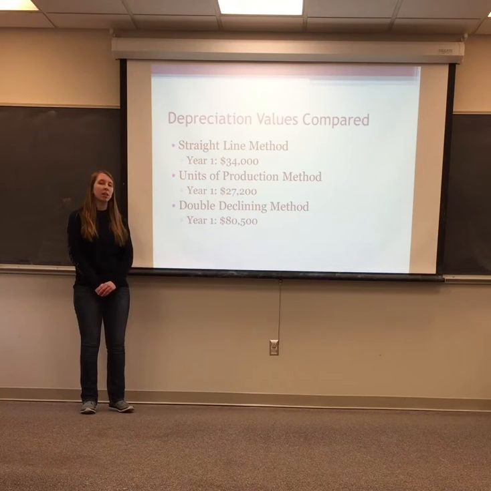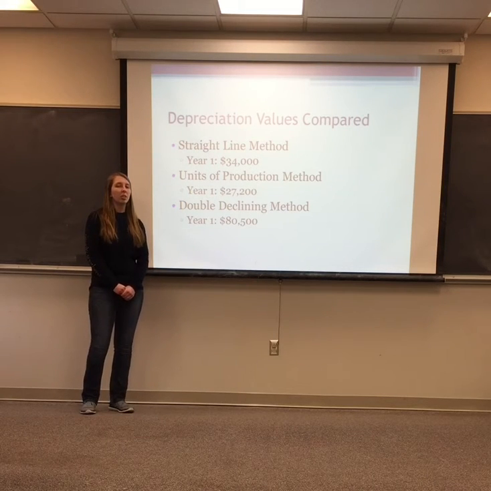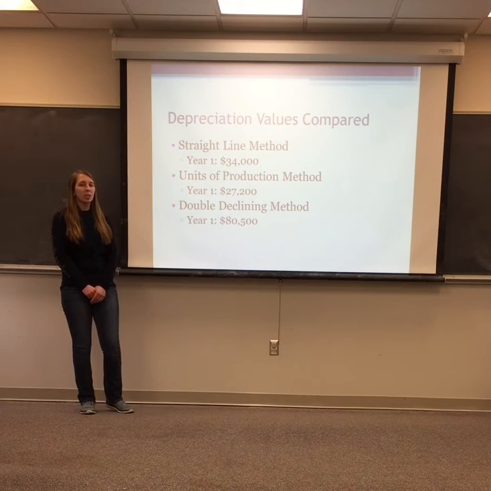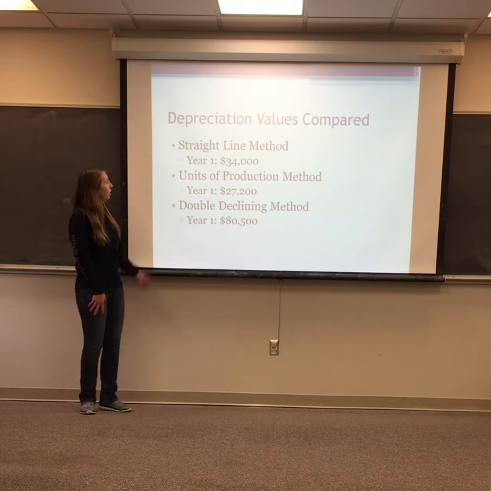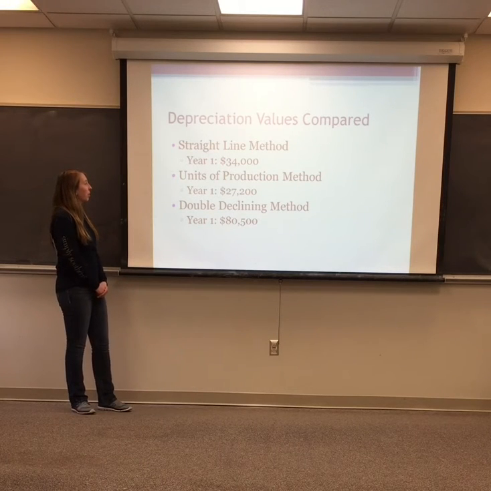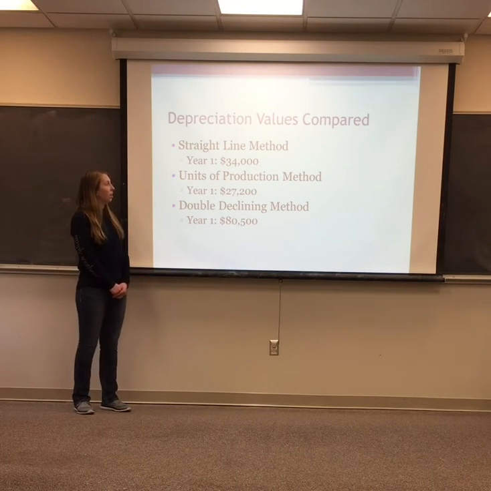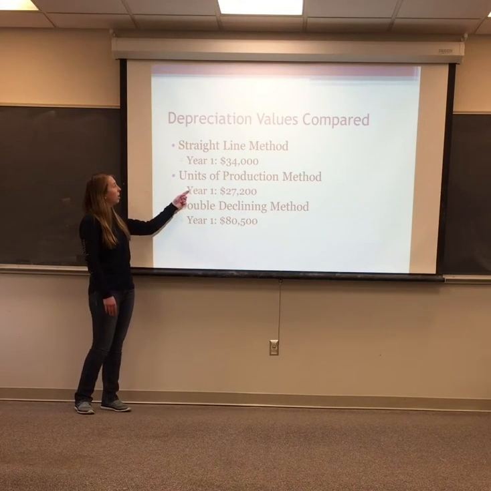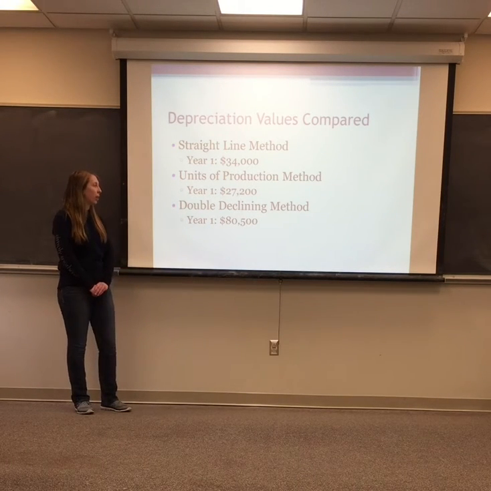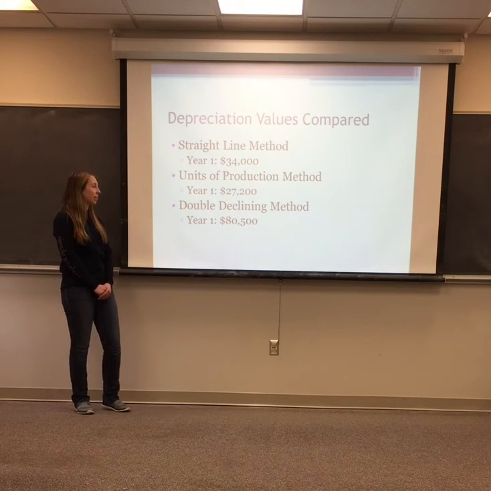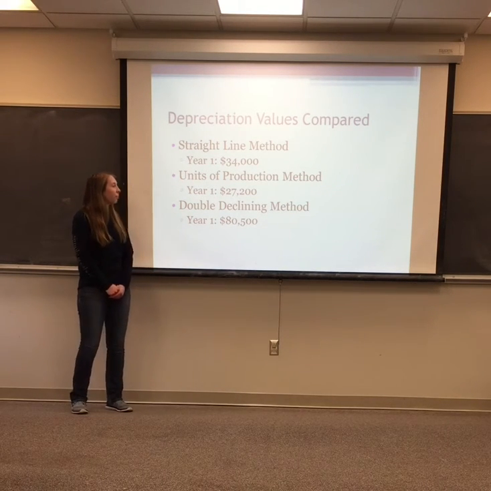To wrap this all up, I will show you the comparison of the three different methods and how our depreciation values compare. So for our straight line method, in year 1, we have $34,000. Our units of production method, in year 1, we had $27,200. In our double declining method, we had $80,500.